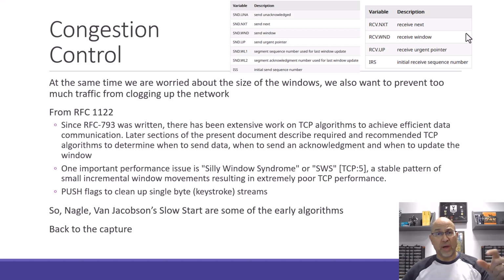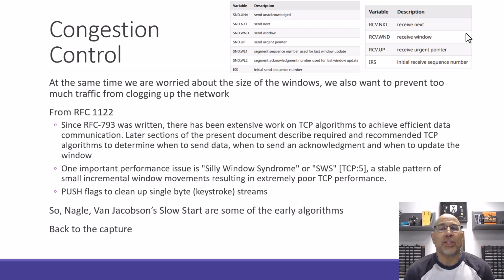We're shrinking the window, and I'm getting data from you, and at some point I'm going to tell you that the window is open. Now what I could do is tell you immediately. As soon as I could, I'll open the window up, but that's not actually what we want to do. In addition, we don't want to send too much stuff into the network.